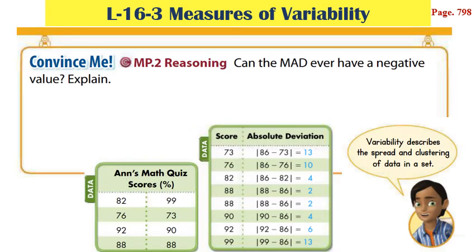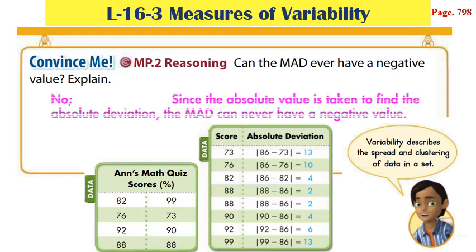All right, dear students. Now tell me the answer for this question. Can the mean absolute deviation, MAD, ever have a negative value? Explain. Very good. No, since the absolute value is taken to find the absolute deviation, the MAD can never have a negative value.